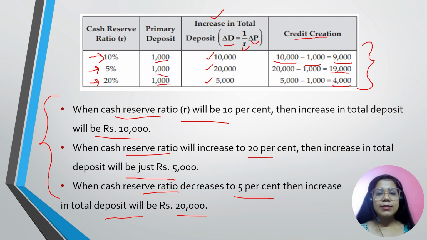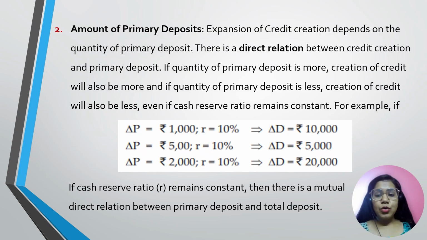So, the next limitation to the power of credit creation is the amount of primary deposits. We know that the amount of primary deposits is not changed by the banks. It depends on the depositors, so the banks have no role in it. The expansion of credit creation depends on the quantity of primary deposits, and there is a direct relationship between credit creation and primary deposits.